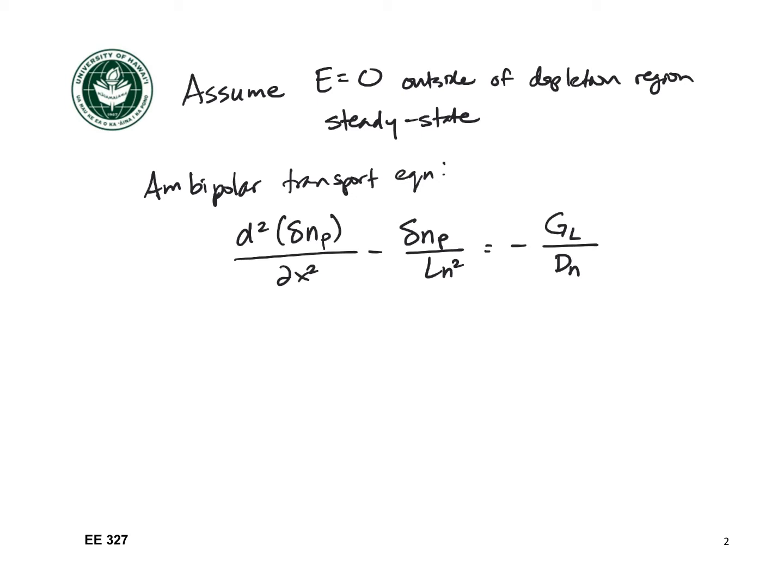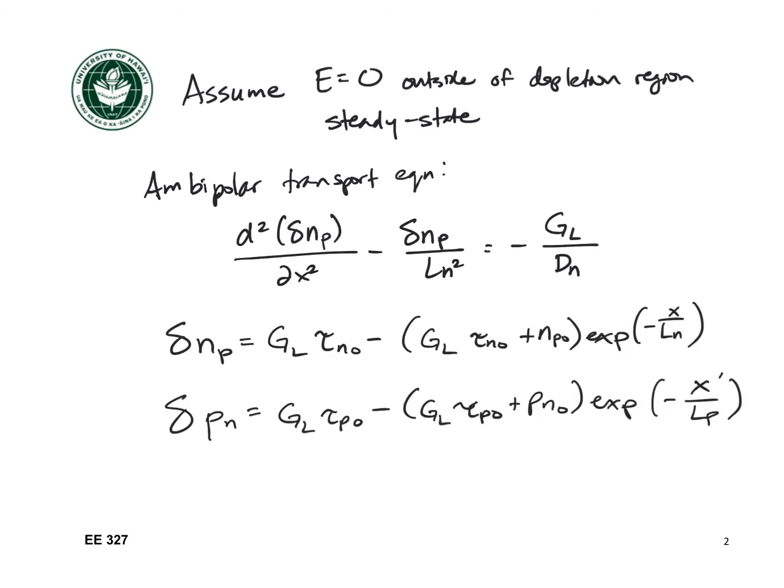So we can solve this equation by setting up the appropriate boundary equations. We've done something like this before when we've looked at ambipolar transport to figure out the excess charge carrier concentration. So this is a similar kind of solution to this differential equation. And the end result will be these two equations for electron concentration on the p side of the junction and hole concentration on the n side of the junction.